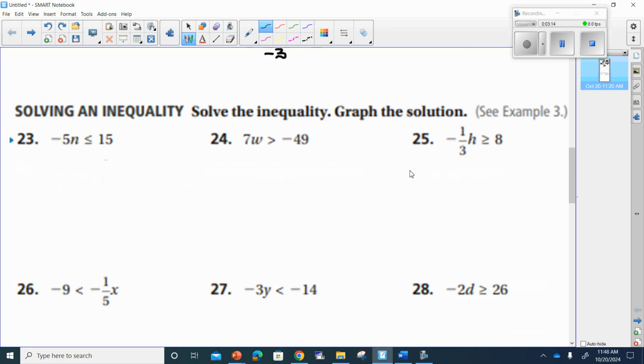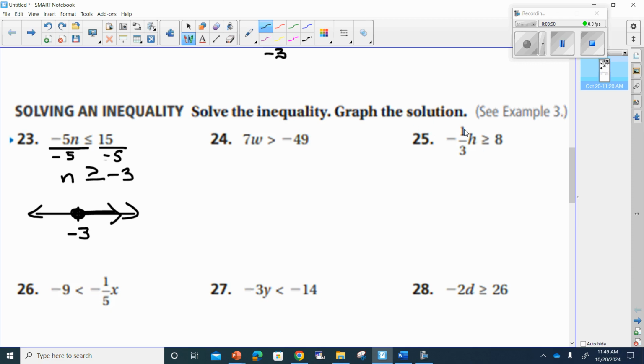20 is yours to do, up to number 23. So solve the inequality, graph the solution. I'm dividing by a negative number. But when I divide by a negative number, I have to remember to turn my symbol in the other direction. Positive divided by a negative is a negative, and 15 divided by 5 is 3. So n has to be greater than negative 3. I'll put negative 3 here, and then I'll put a closed circle since there's a line under here, and I'll follow my arrow since n is in front.